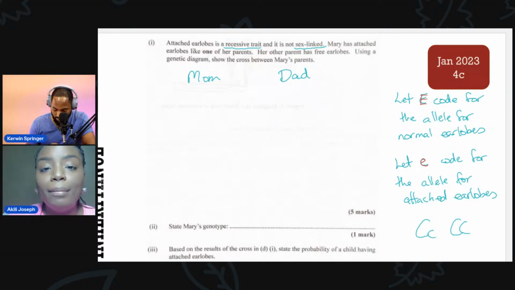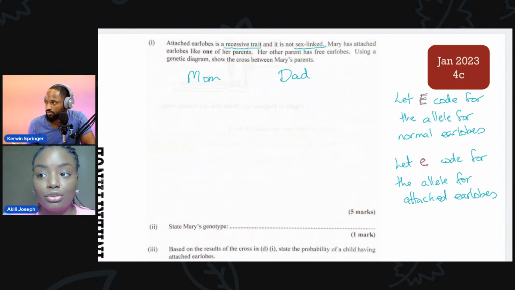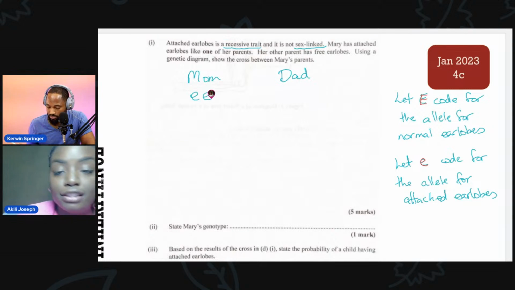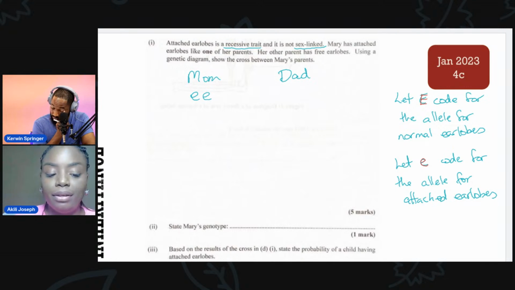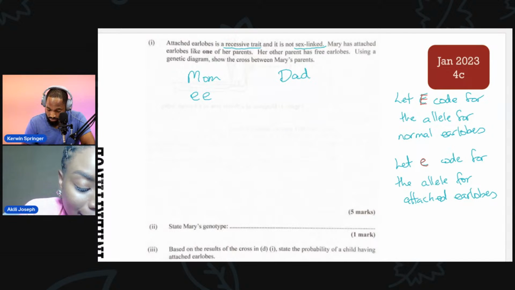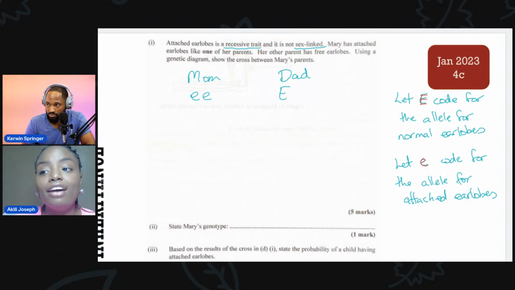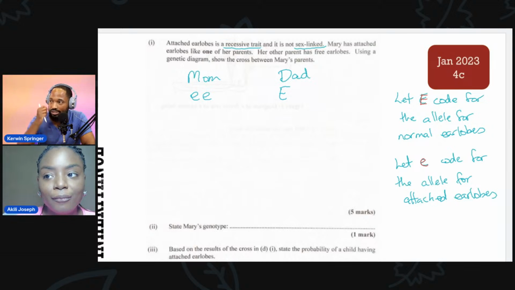So if mom has attached earlobes, just like Mary, it means that no dominant allele is around. And we use the capital letter to represent the dominant allele and the lowercase letter to represent the recessive allele. So mommy will have to be small e, which means Mary is also small e, because she has attached earlobes. If dad is the other parent that has normal earlobes, it means that he has to have a dominant allele, right? But for him to be able to have a daughter that is Mary, he has to be able to give an allele that codes for the recessive trait as well. So that means daddy cannot be big E big E. He has to be big E, small e, so that he can give a small e to Mary.